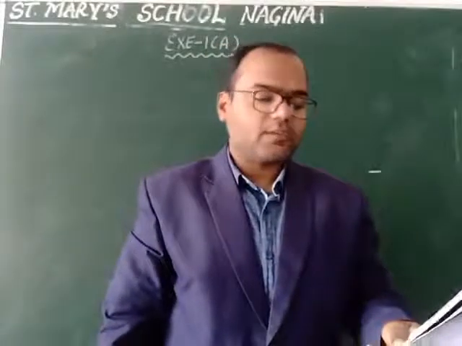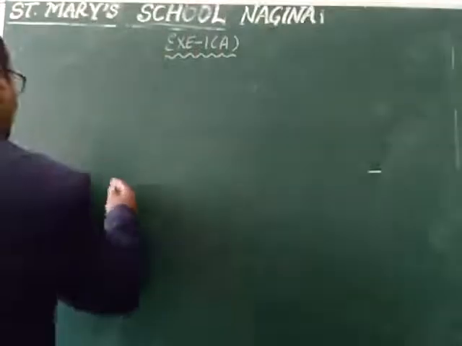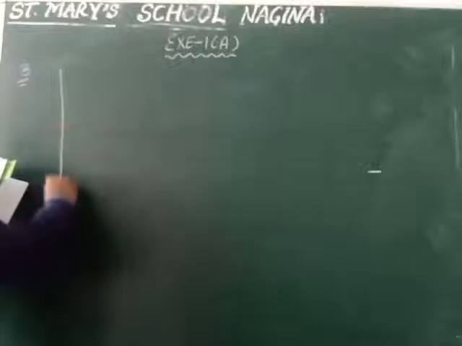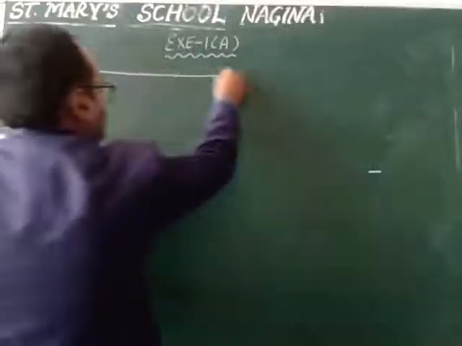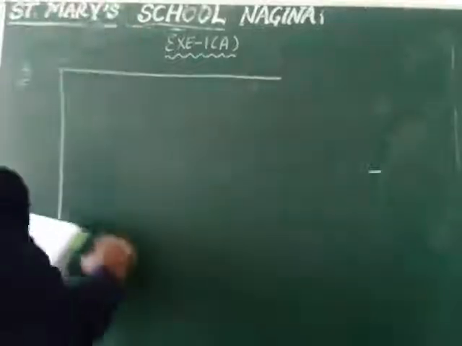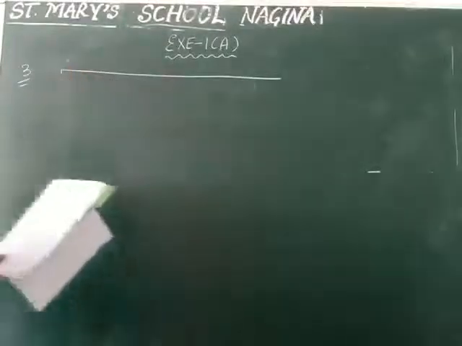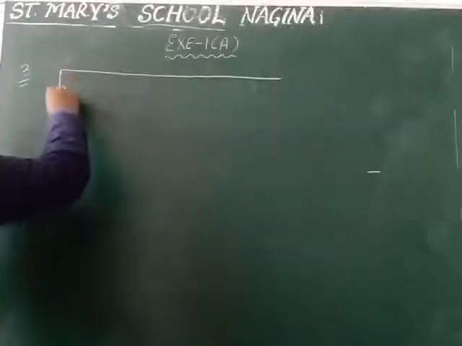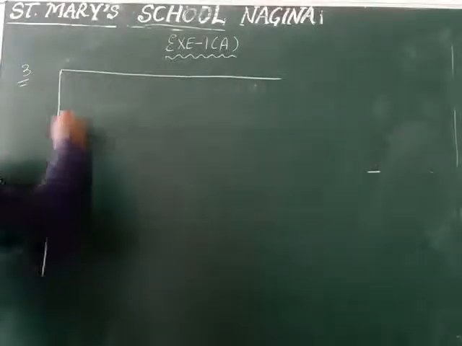Exercise first day, question number 3. One table is given in the question. First of all we will make the table. Table is given. First heading of the table is activity. So first heading we will write activity.